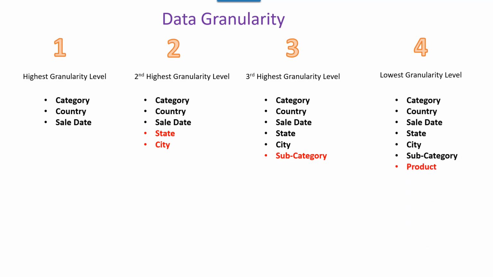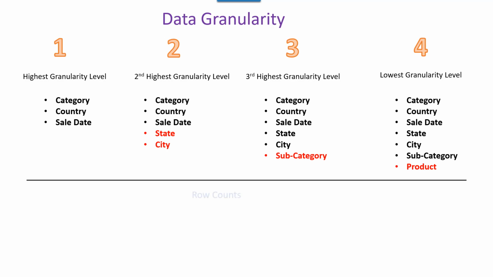And for the final one, the lowest granularity level, so this one has the most detail, we have all of those dimensions plus product. Now the interesting thing about the data we're using here is we're not using a data set with very few number of rows to illustrate this. We're actually going to use some pretty big data sets.